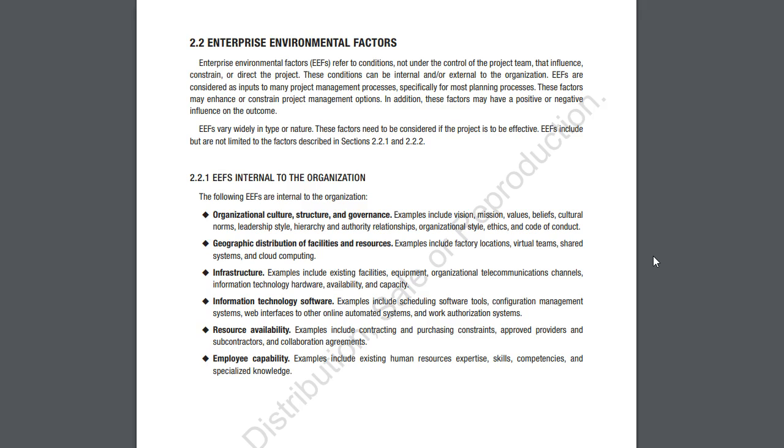What kind of information technology is available? What kind of other resources? Can we contract out people? Do we not contract people? What kind of constraints do we have? How easy is it to purchase things? If a project requires a lot of travel, how difficult is travel within this company's corporate culture?